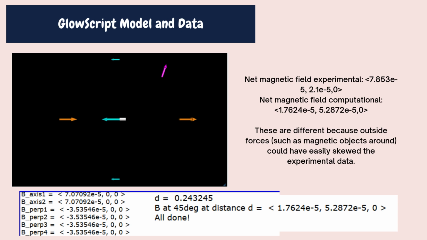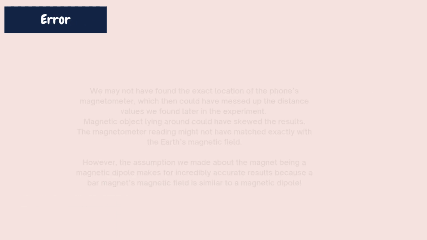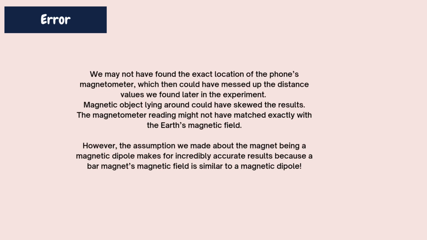This is because there are outside forces, like I was talking about, like the magnetic objects around that could have skewed the data when I was doing it experimentally, but also just have to keep in mind that computationally it's always going to be a bit more accurate. But some error, we might not have found the exact location of the phone's magnetometer, which then could have messed up the distance values we found later in the experiment.